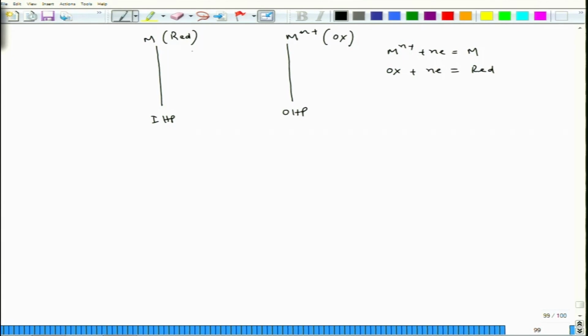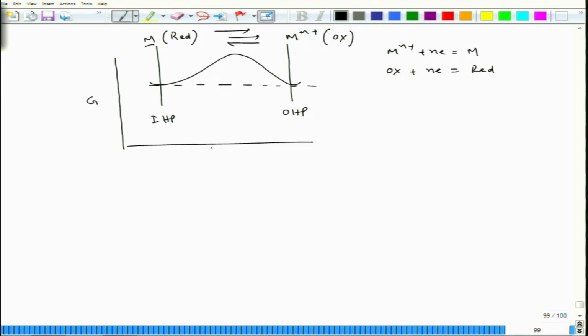And when this metal goes to metal ion or metal ion goes to metal, they would not go straightway like this. Since it is a thermally activated process, they will go over an energy barrier. And they are on the same value. If we consider G, free energy with distance, they will be on the same plane when I equal to I0.